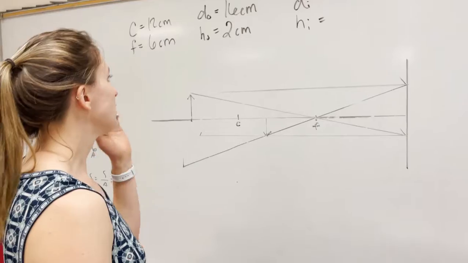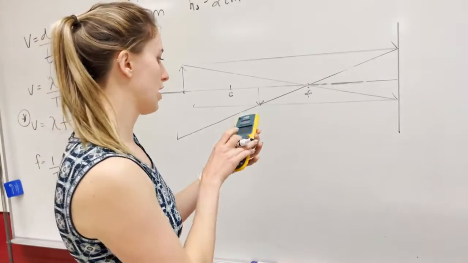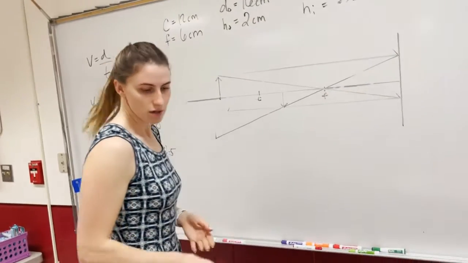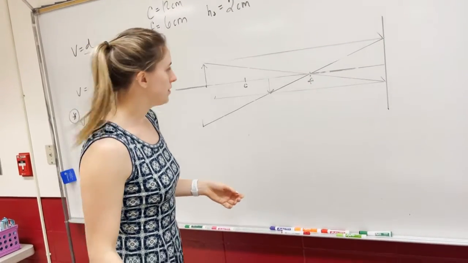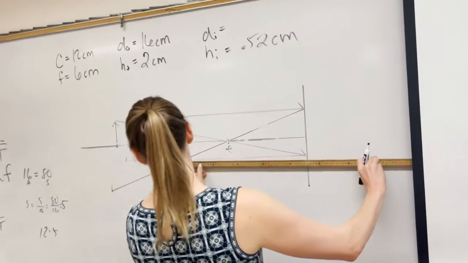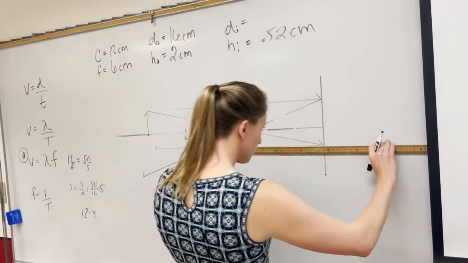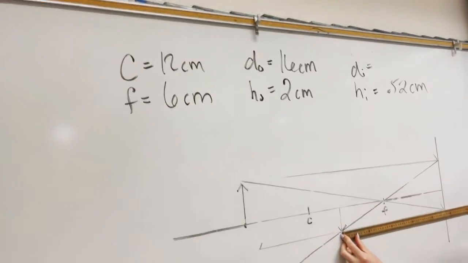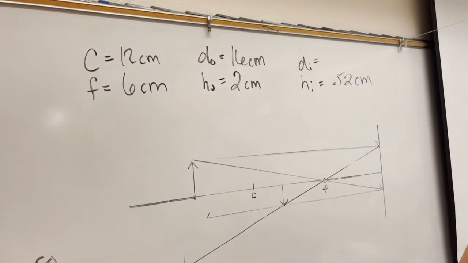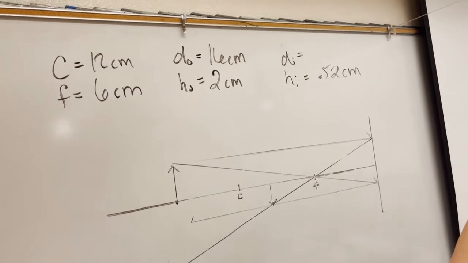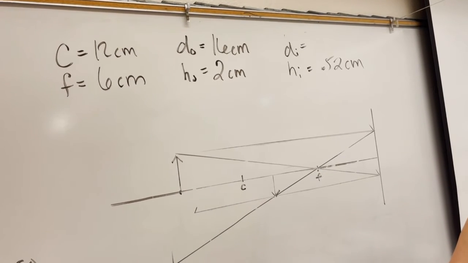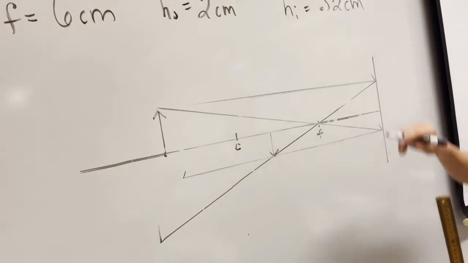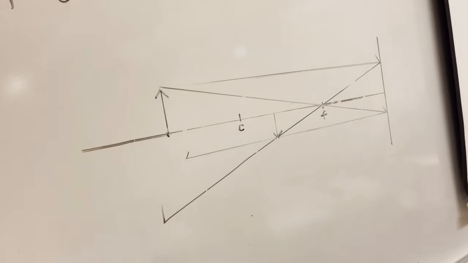Okay. I said the height of my object, I measured it just now, and I got 0.52 centimeters. So the height of the image is 0.52 centimeters. And then the distance to the image. Measure. See what she's doing. She's labeling everything. She's got the center of curvature, the focal length, the distance of the object, the height of the object. And then you measure the height of the image and the distance to the image. All right, I got around 9.7. That's about good because F is 6 centimeters and C is 12.